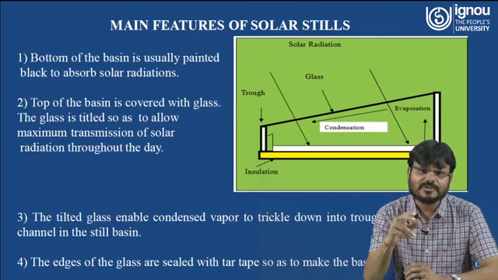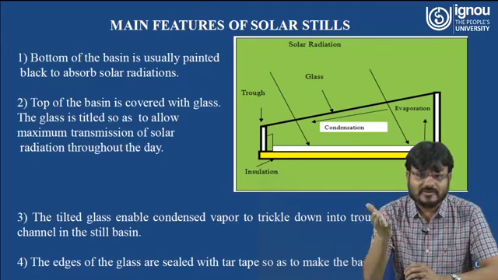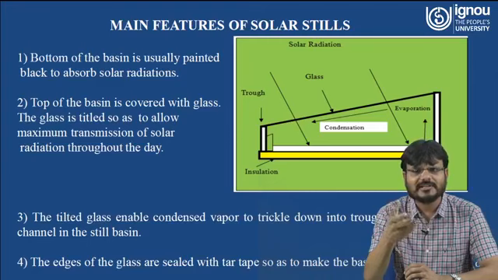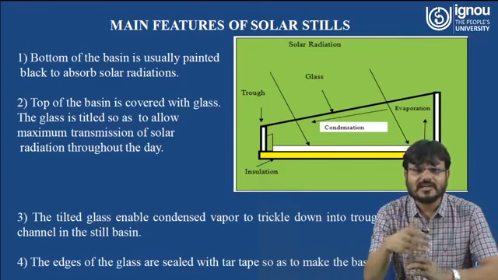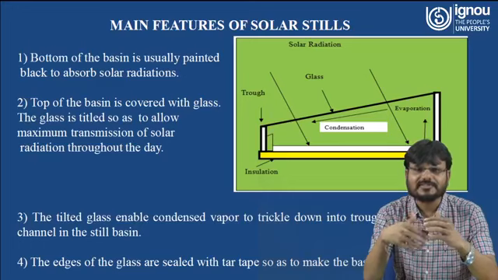That means the total latent heat will be transferred to the glass, and the water vapor will be condensed. This condensed water will trickle down across the glass and be transferred through the trough, and you can collect it at the outlet point. So this is how the solar still works.